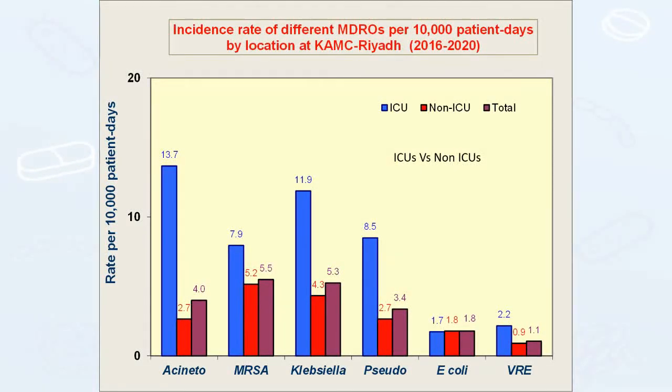Here you can see the incidence rates of different MDROs by location. So ICU is in blue and non-ICU is in red. So you can see on average, except for E. coli, ICUs have a higher incidence rate of MDROs than non-ICUs, which makes sense. And this is one of the reasons why one of our main activities here in National Guard is prospective audit and feedback at ICUs.